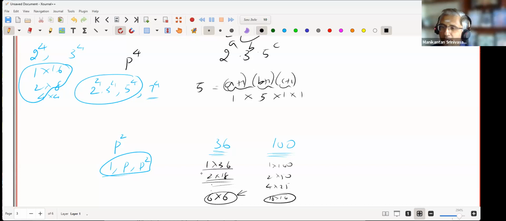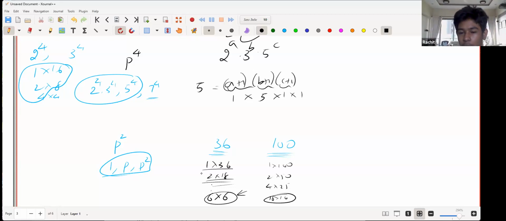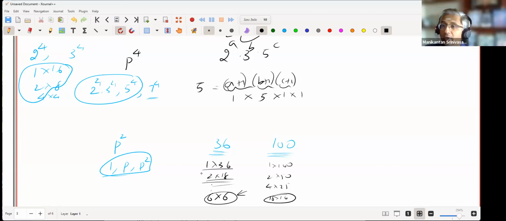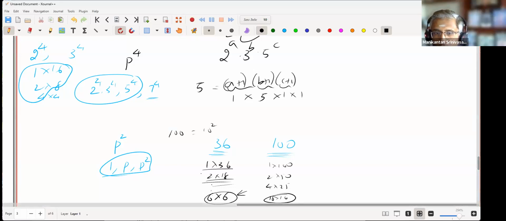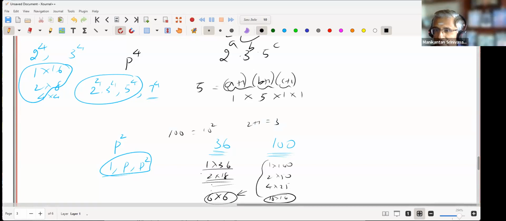Okay, I'll prompt you a little bit more. Yeah, go ahead, Rachit. Because it will be the number to the power of 2, therefore you'll add 1 to it, which will make 3 factors. But you're not adding. For example, 100 is 10 power 2, but you're not adding 2 plus 1 and saying 3 factors for 100. 100 has a lot more than 3 factors. Right? But you're close.